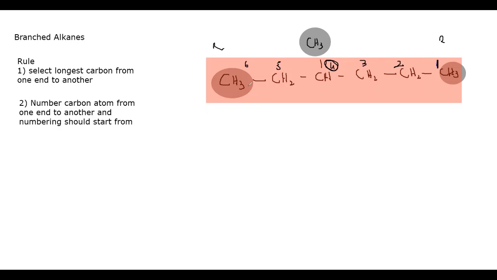But if I count from left to right, 1, 2, 3, 4, 5, 6, the branch is coming at 3rd carbon. So which numbering I should follow? I should follow a numbering in which the branch is coming closest or nearest. So if I count from right to left, the branch was at 4th carbon. If I count from left to right, the branch is at 3rd carbon. I should follow numbering from left to right.